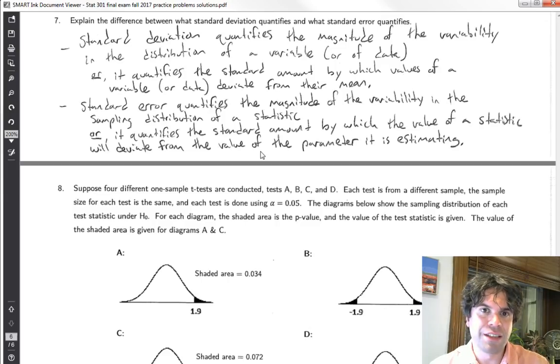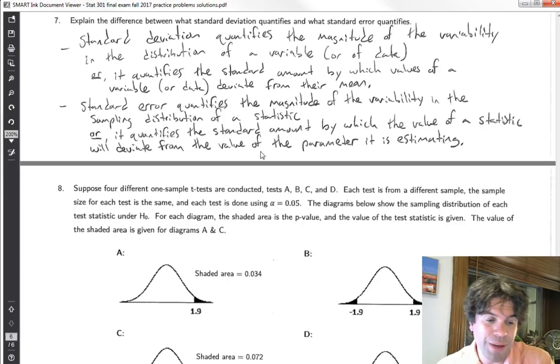How much error is there? Well, I don't know, but I know what the standard amount of error is. So the standard error is the standard amount, not by which data tend to deviate from the mean, but the standard amount by which statistics tend to deviate from the population values that they're being used to estimate. And that's a good enough answer for this question.